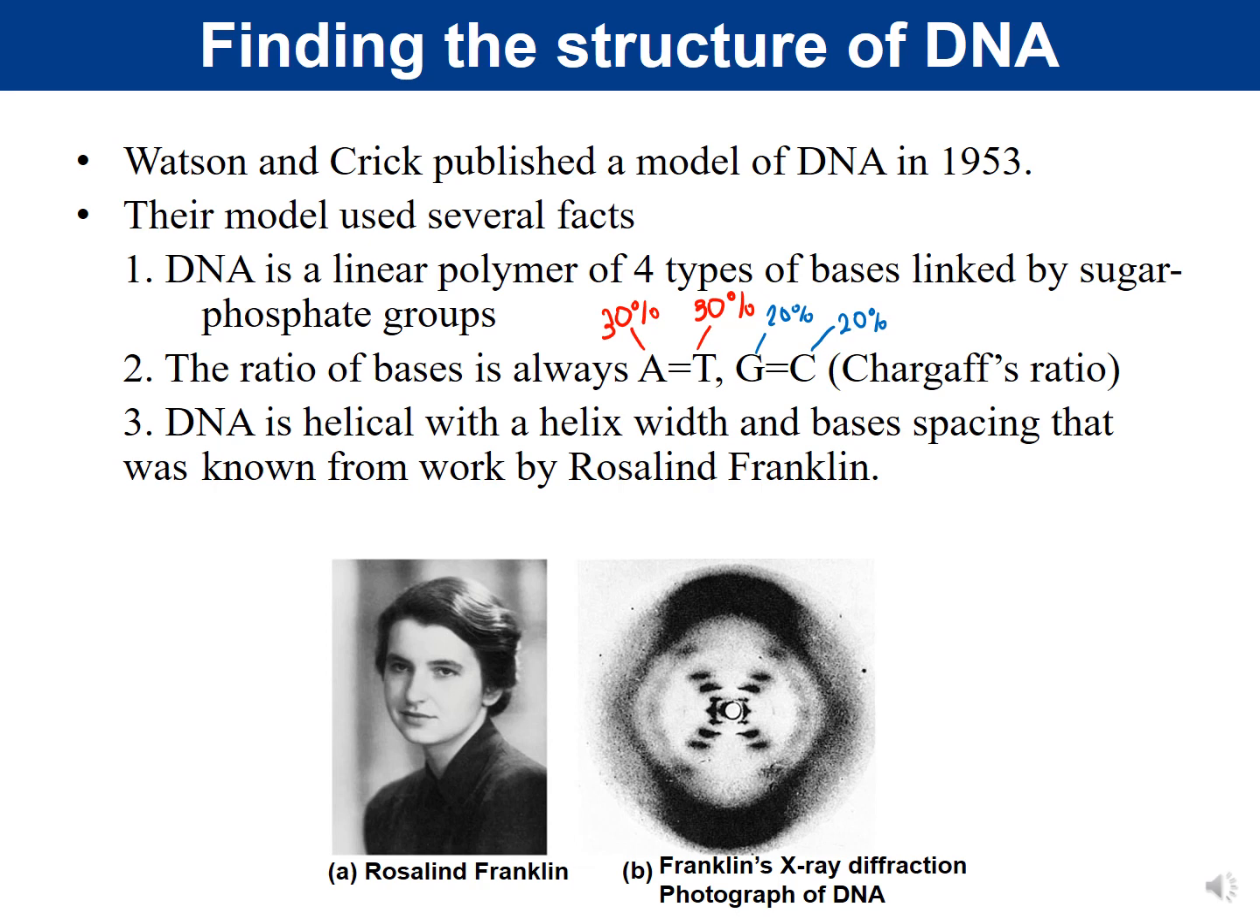Rosalind Franklin was a female scientist, and she did a technique called X-ray crystallography. Now, this is not an easy technique. She had to crystallize DNA and then subject those crystals to X-rays. When the X-rays hit the DNA crystals, they would diffract and produce an image on film. And this is what she got. When she took that crystal and subjected it to X-rays and then put film behind it, she got this image.